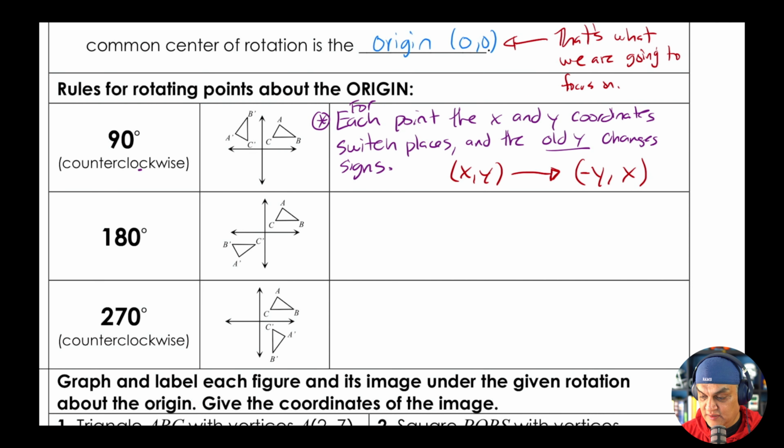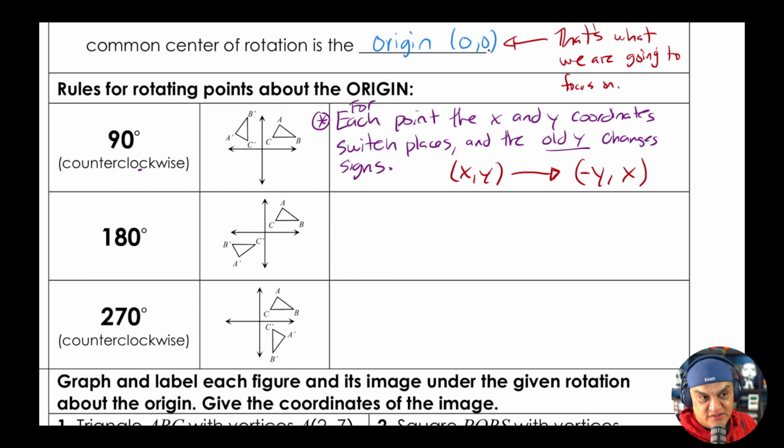So that's basically what's happening. The x and y switch places, but the old y turns opposite. That's what it means when you put a negative in front of something, that just means it's opposite. Okay, does that make sense?